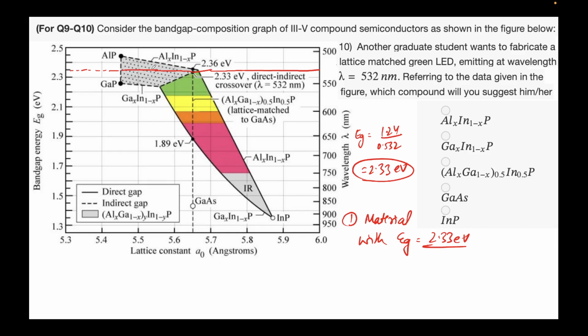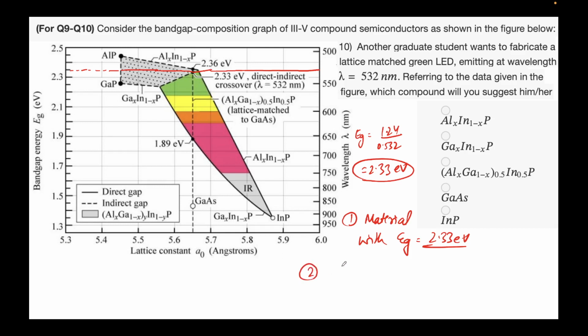So everything inside this grayish dotted box is indirect band gap. So we cannot choose anything here, right? So this box is eliminated. The only point that we see here is this. You see this point? It's written 2.33 eV, direct-indirect crossover, and in fact the lambda is given as 532 nanometers.